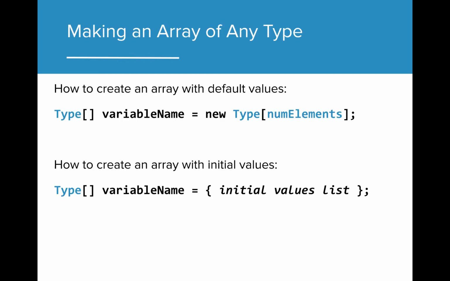Here's the syntax for creating any array. The type on the left side followed by empty square brackets, followed by the variable name. After the assignment operator, for a default array, we use the keyword new and then the type again, but this time followed by square brackets with the number of elements inside the brackets. For an array with initial values, we use curly brackets to enclose our list of initial values.